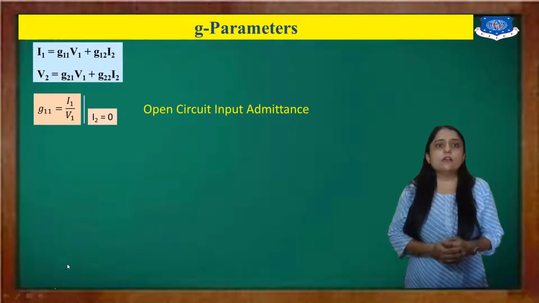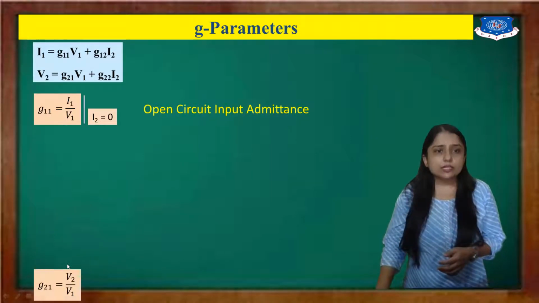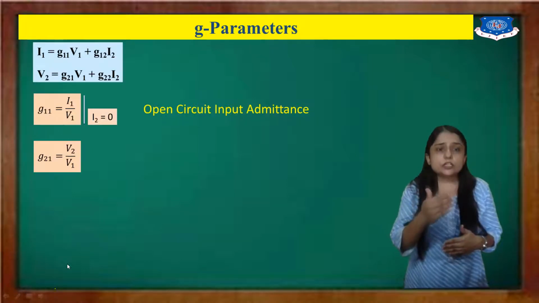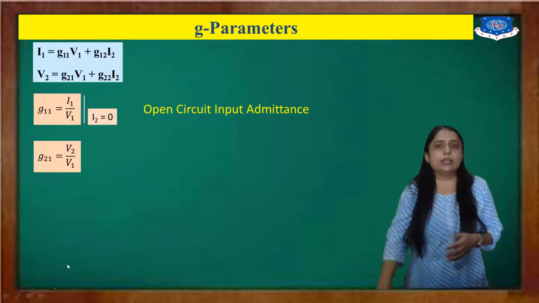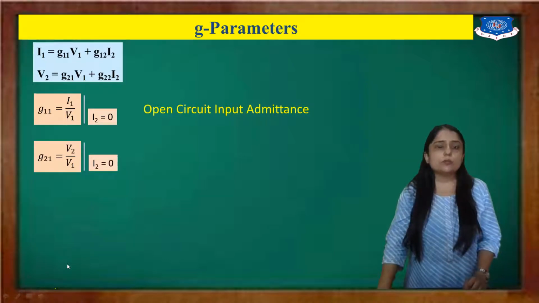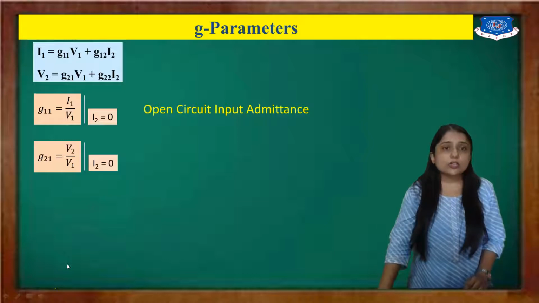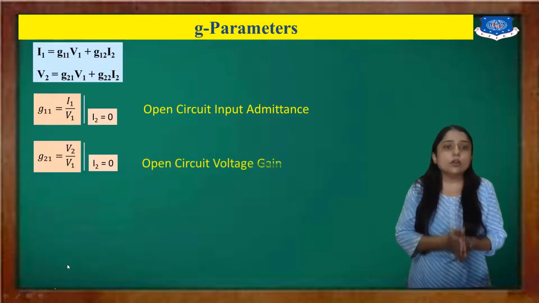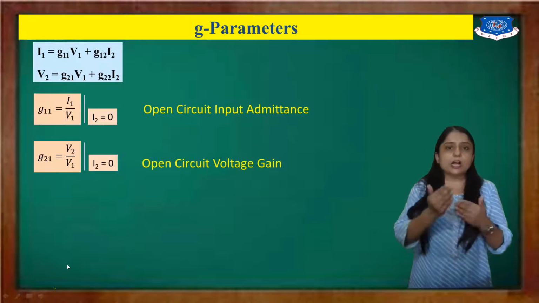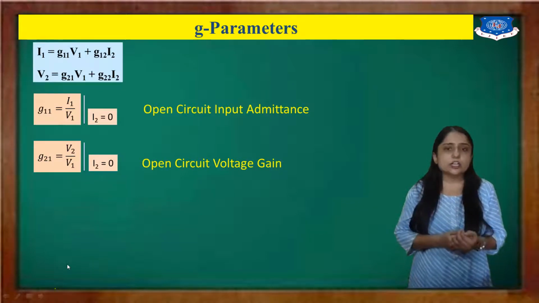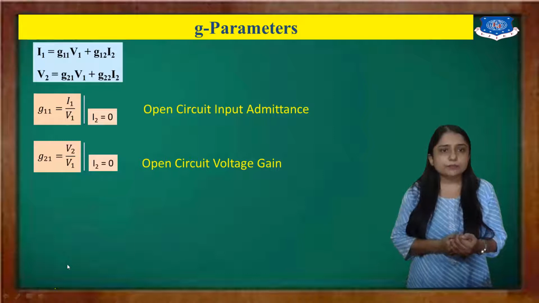Now, when I take I2 equal to 0, the next value I get is G21, that is V2 divided by V1, and definitely this time also I2 equals 0. This is known as the open circuit voltage gain: output voltage upon input voltage is known as the voltage gain.